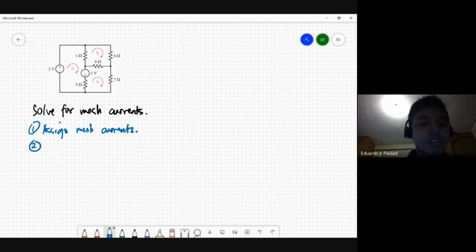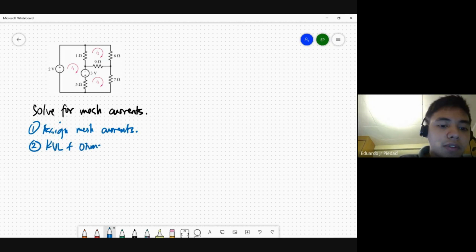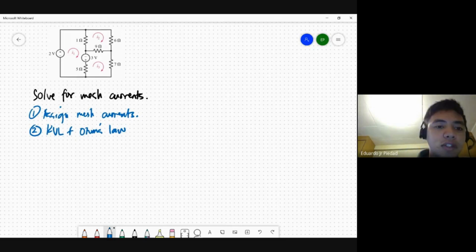KVL equations. But here in the shortcut step, we directly convert the summation of voltages into the summation of the product of currents and resistances. So basically it's a combination of KVL plus Ohm's law, a combination of the two, and so we can solve it.